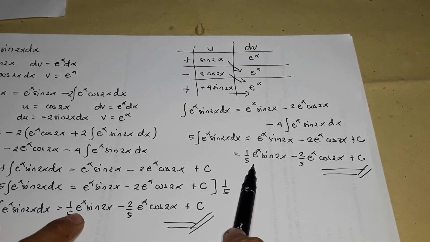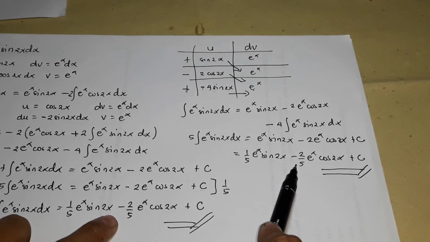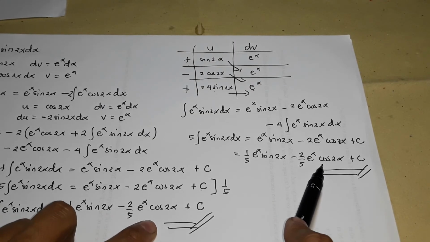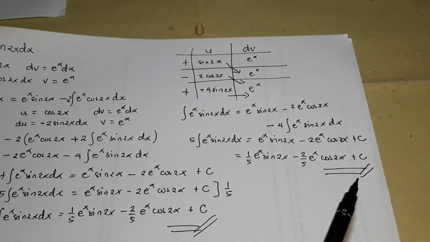That's 1/5 e^x sin 2x minus 2/5 e^x cos 2x, and then plus c. Okay, let's have some more. Obviously, we do not have any direct formula for the integral of inverse trigonometric functions.